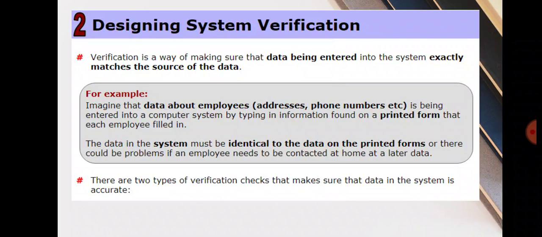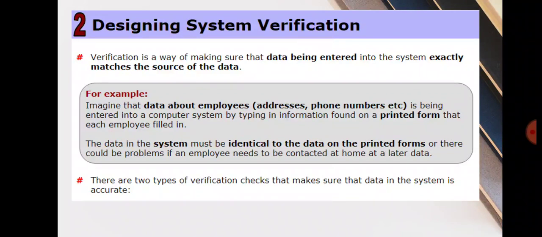There are two types of verification check that we are going to see here. So now you understand what is verification. That means, as mentioned earlier, validation cannot make sure that the data you have entered is correct. It will only do the validation, okay, that you have entered one particular range, in a number field you have entered only a number, you have entered the particular length of field, etc.